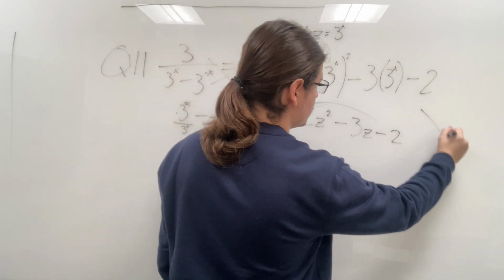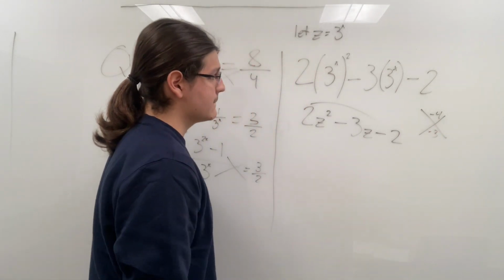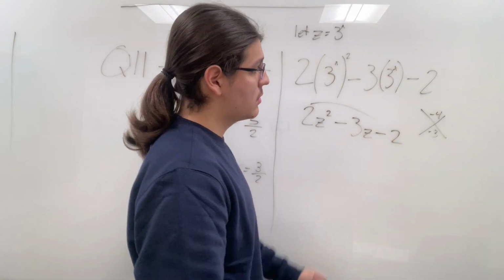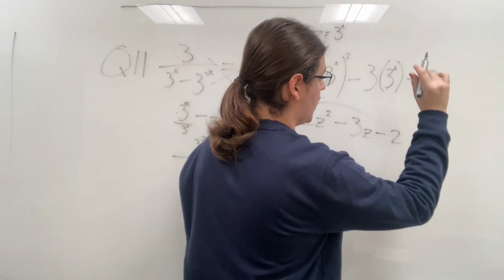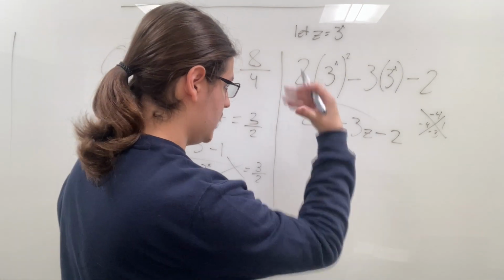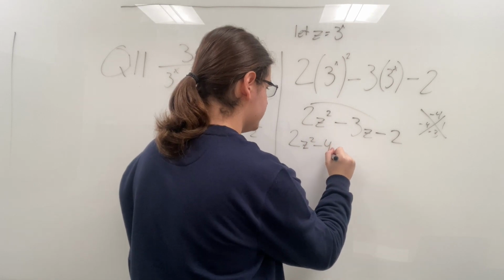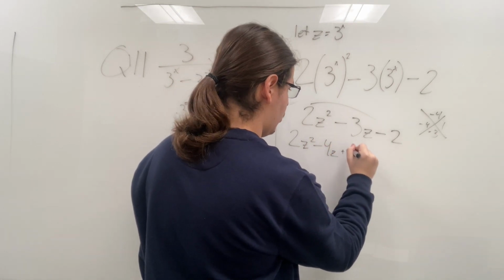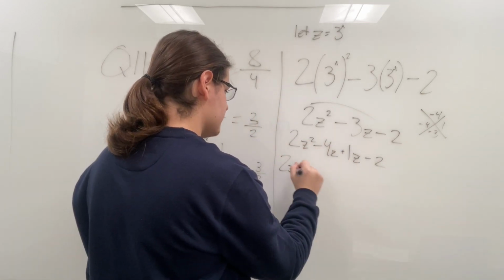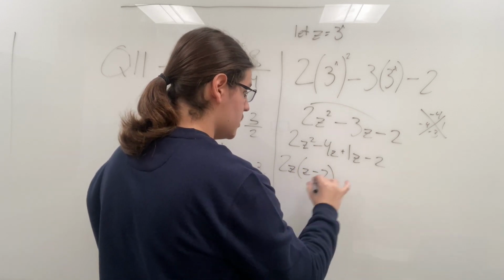2 times negative 2 is negative 4, minus 3. What multiplies to negative 4 and adds to negative 3? That is negative 4 and 1. So, let's do it. Keep factoring. 2z squared minus 4z plus 1z minus 2. Factor 2z out of that, and we get z minus 2 for our first one.